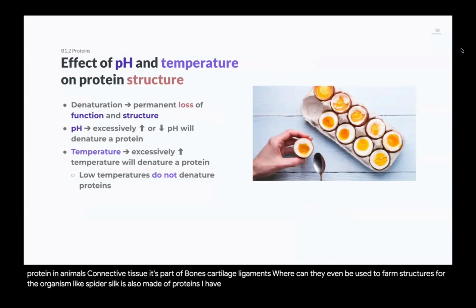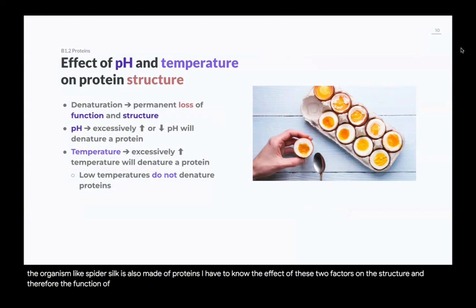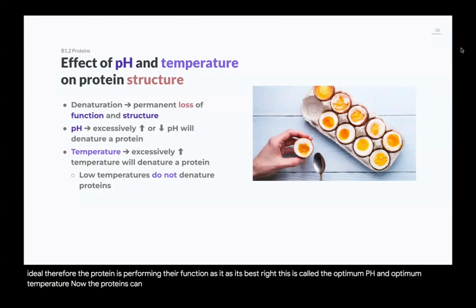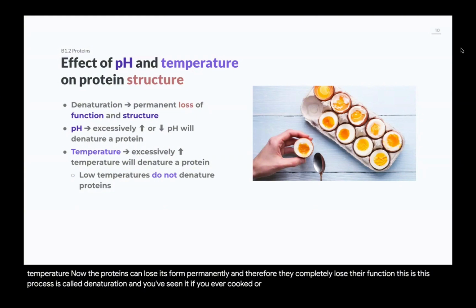Now, we have to know the effect of these two factors on the structure and therefore the function of proteins, pH and temperature. Every protein has its specific pH and temperature in which the shape is ideal. Therefore, the protein is performing its function at its best, right? This is called the optimum pH and optimum temperature. Now, proteins can lose their form permanently, and therefore they completely lose their function. This process is called denaturation, and you've seen it if you ever cooked or fried an egg.